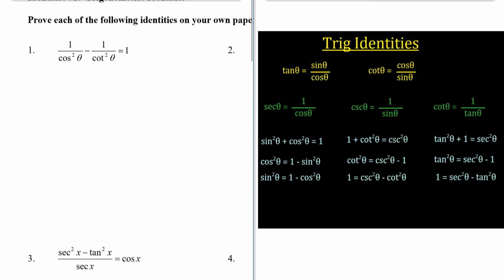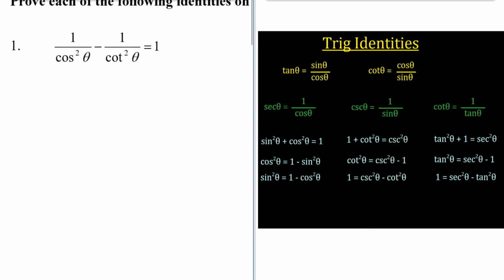So let's zoom in on number 1, and let's see if we can figure out how to prove that 1 over cosine squared theta minus 1 over cotangent squared theta is indeed 1. So there's a couple different ways you can go. One way is to turn everything into sine and cosine. The first thing's already cosine squared. The second thing, 1 over cotangent squared, we could use this identity and have it be 1 over cosine squared over sine squared. But I feel like that's just going to make it a little bit messier.